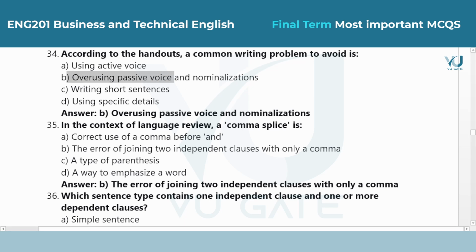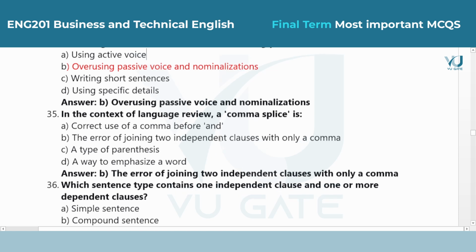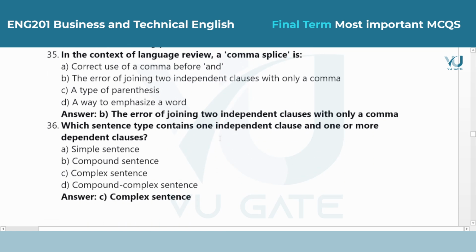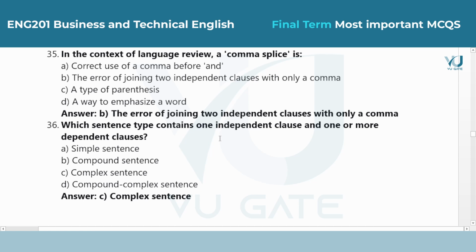34. Question. According to the handouts, a common writing problem to avoid is answer. B. Overusing passive voice and nominalizations. Concept. Passive voice makes sentences wordy and indirect. Using active voice makes business communication more clear and forceful. 35. Question. In the context of language review, a comma splice is answer. B. The error of joining two independent clauses with only a comma. Concept. A comma splice occurs when you incorrectly connect two complete sentences without using a conjunction or a semicolon.